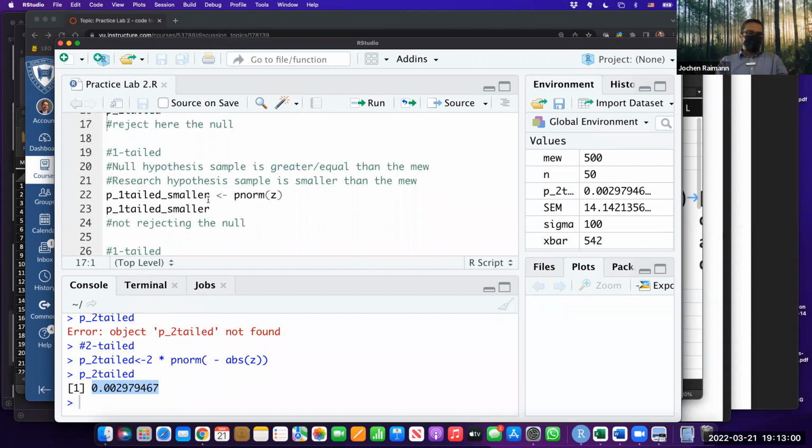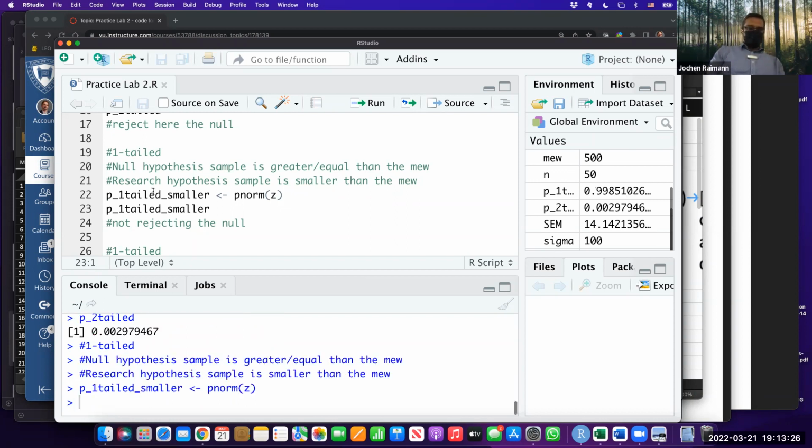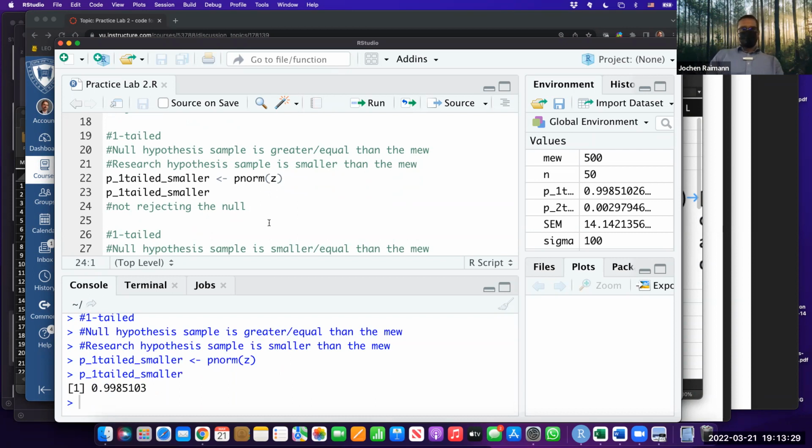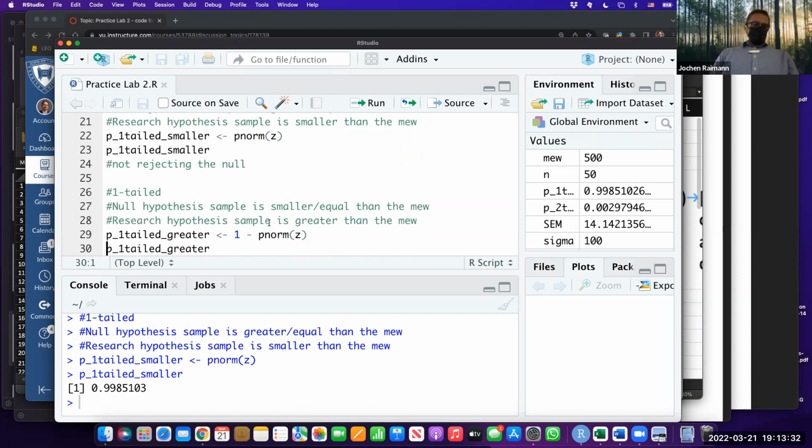If you have a one-tailed hypothesis, again the most important thing is that you know which direction you are interested to investigate. So if you do P one tailed smaller, you're taking the cumulative. P norm of this set score will give you everything cumulatively to the left. This is the code to do that. So you get here 0.99. If you do a one tailed test where you calculate it to the greater, you're calculating 1 minus P norm. So it's the same calculations as we did.